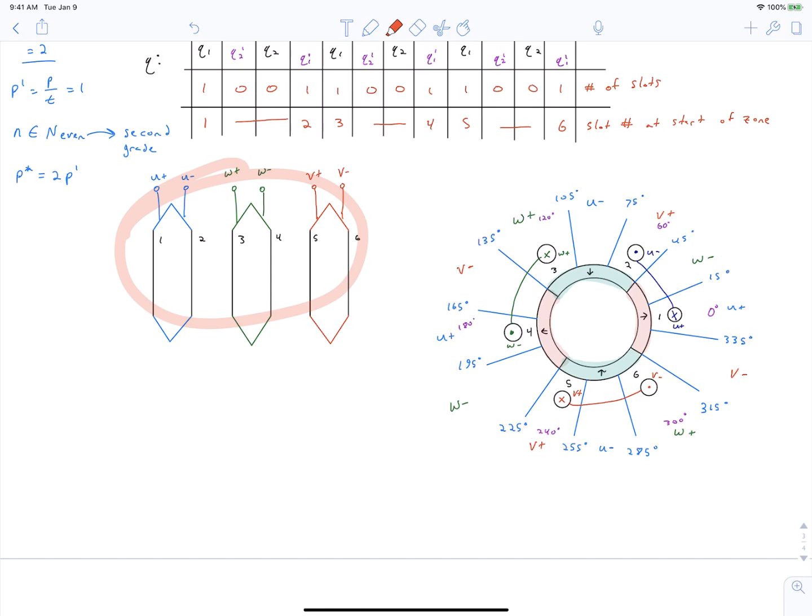And so we see that for the negative coil side slots. So normally slot 2 would be assigned to a V plus coil side, but in this approach it's assigned to a U minus instead. Normally coil side 4 would be assigned to U plus, but now instead it's been assigned to W minus. Similar for coil side in slot 6. It would normally be W plus, but now it's V minus. And so effectively what this has done is it's shifted these phase zones over.